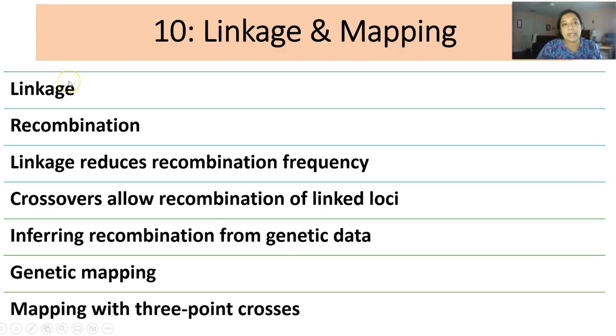So what we're going to cover today is linkage, recombination, and how linkage reduces recombination frequency. Then we're going to talk about how linkage is detected, what exactly is happening there, and how the crossover frequencies change when there are linked loci. Then we'll talk about how we can calculate distances between different genes in map units, inferring through the recombination data that we get from crosses, using 3-point crosses specifically.